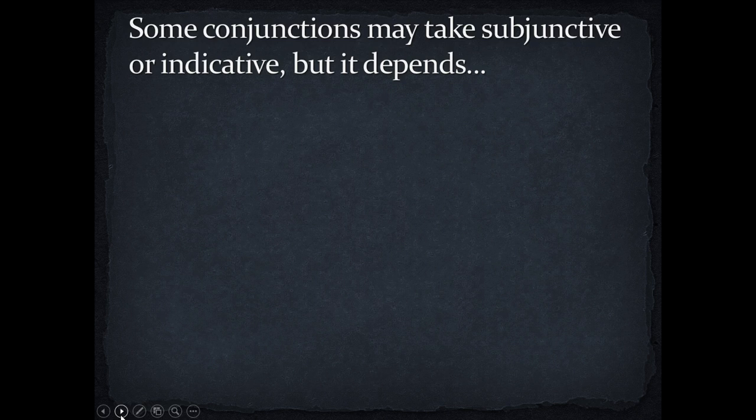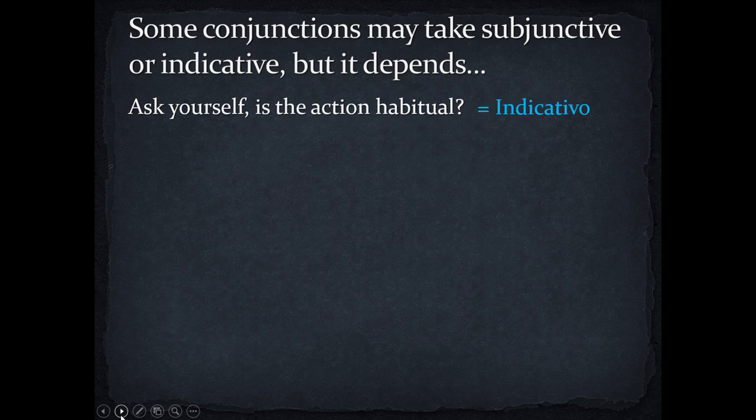Well, what's the question or questions that you have to ask yourself? First, you have to ask yourself, is the action habitual? Meaning the action that takes place after one of these expressions. Is it something that goes on all the time? Something that I know that happens? Well, if it's something I know that happens repeatedly, then it wouldn't be subjunctive. It would be indicativo because we know it takes place.